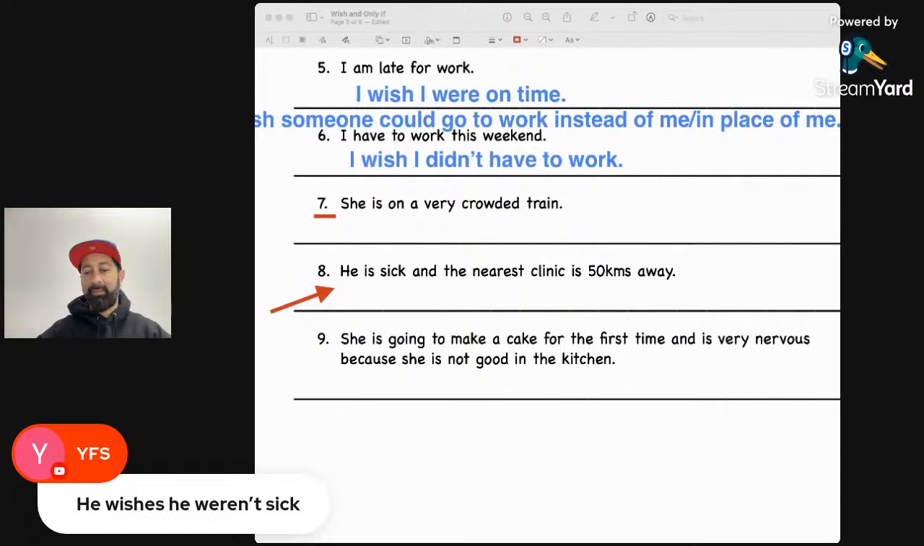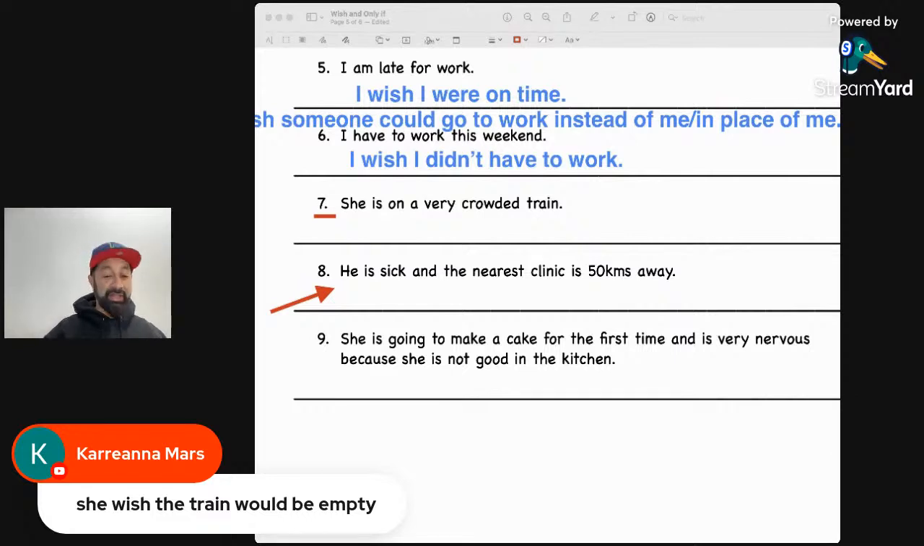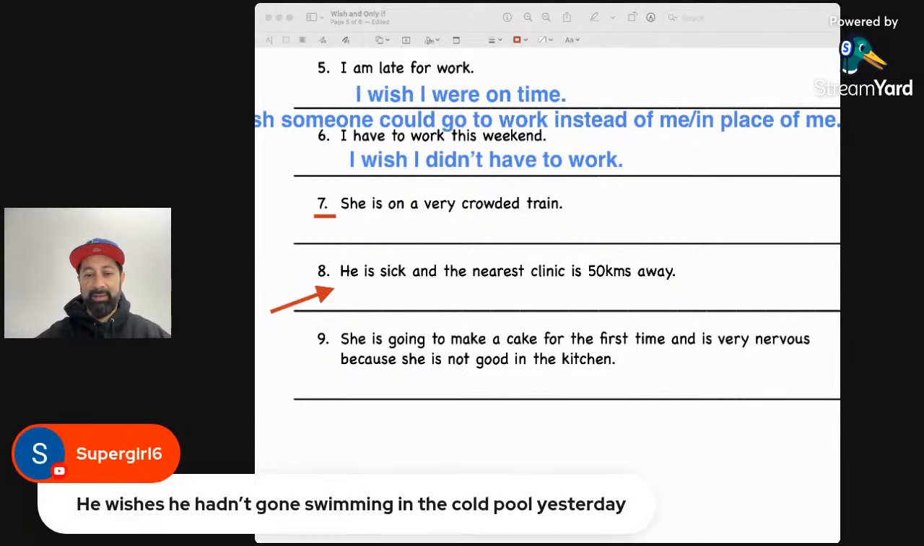Karina has an answer for number 6. She wishes, I think that's just a typo. The train would be empty. Perfect. Great answer, Karina. He wishes he hadn't gone swimming in the cold pool yesterday.